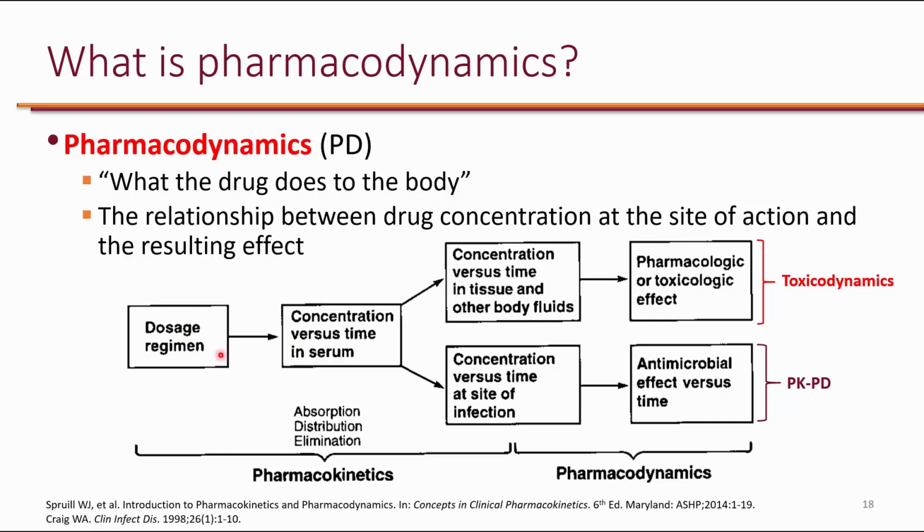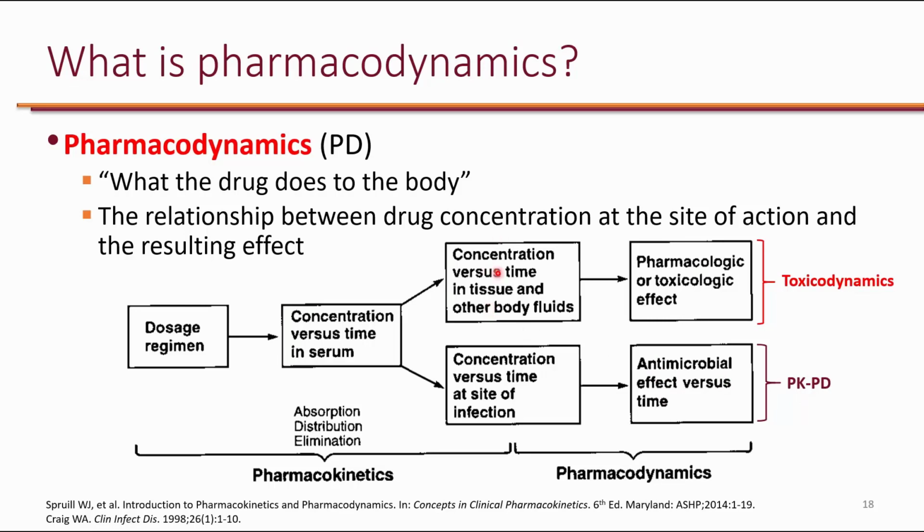So once a drug is given to a patient, the body will handle the drug. So there will be absorption, distribution, and elimination. So this is the pharmacokinetic properties. And then there will be concentration in the body fluids and also at the site of infection. And then at the site of infection is when you want the drug to do something to the pathogens. And that will be the pharmacodynamic outcomes, which we refer to as PK/PD.